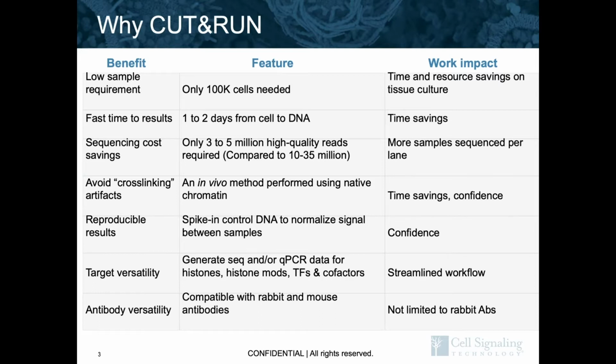Actually, there is one more point. The CUT&RUN reaction volume is much smaller than the ChIP one. So typically, you only need 1 to 2 microliters of antibody per reaction, while ChIP requires 5 to 10 microliters of antibody. That's another saving on the cost of your experiment.